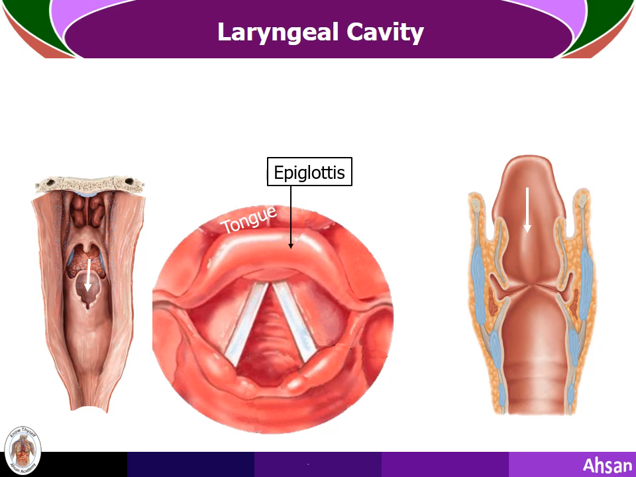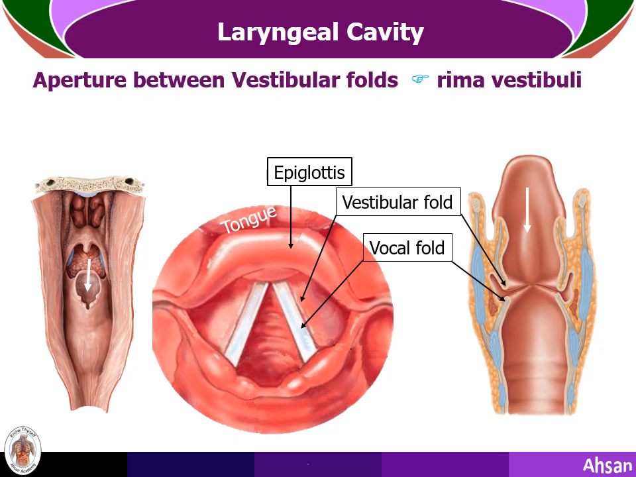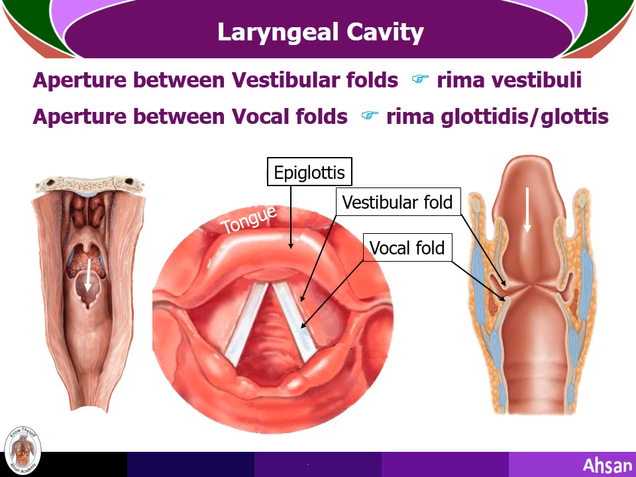This is the tongue, so the doctor will see the epiglottis just behind the tongue, and this total inlet is visible. Through the inlet, the doctor can see the vestibular fold, which is shorter than the vocal fold, which projects more. So the gap is seen between the vocal folds and between the vestibular folds. The gap between the vestibular folds is known as the rima vestibuli, and the gap between the vocal folds is known as rima glottidis. The white arrow here is indicating the rima glottidis.